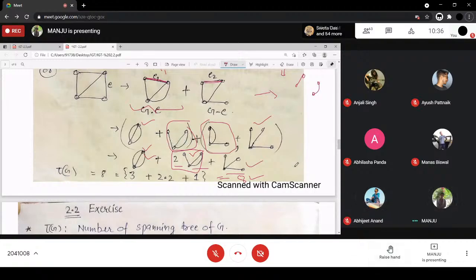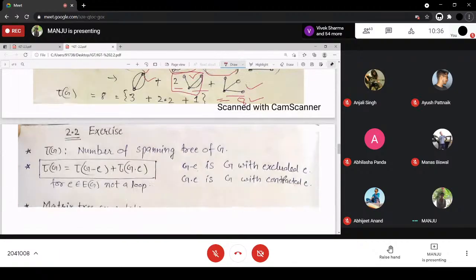Yes, ma'am. Is there any doubt about counting how many spanning trees there are? That is counting tau G.